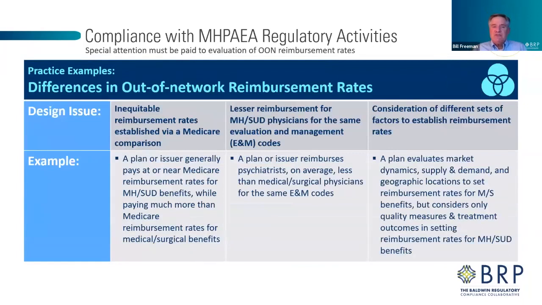Just to give you some examples, when you're looking at out-of-network reimbursement rates, if you have unequal reimbursement rates established via Medicare, sometimes your medical plan will tie your reimbursements to providers based on Medicare reimbursement rates. If you do that and you're paying more for medical surgical than you would for mental health or substance use disorder by using different percentage rates, you could get in trouble. And that happens quite a bit.